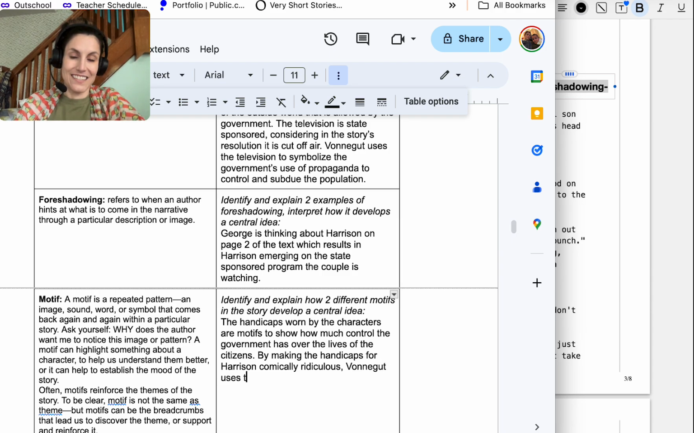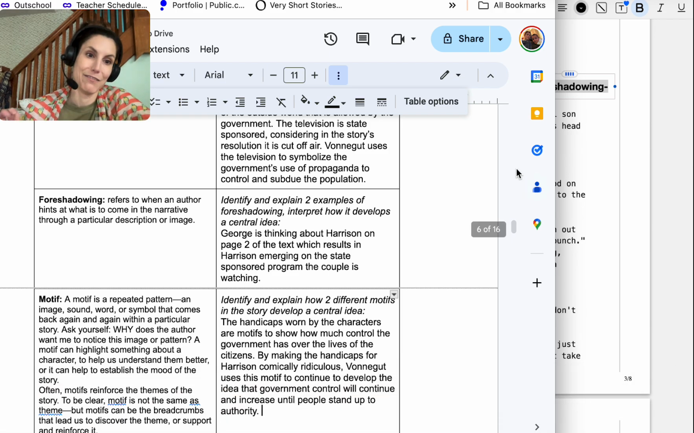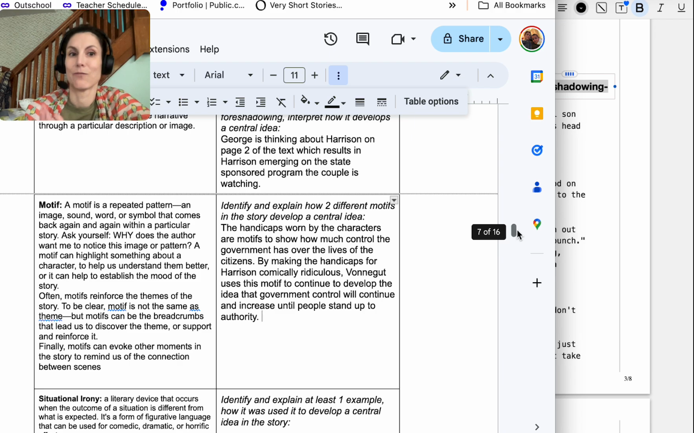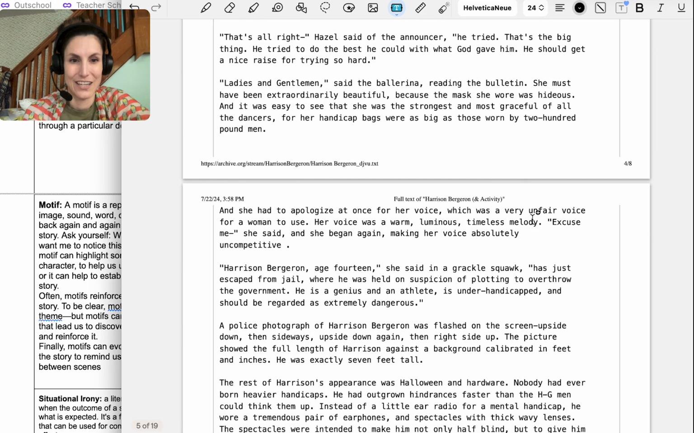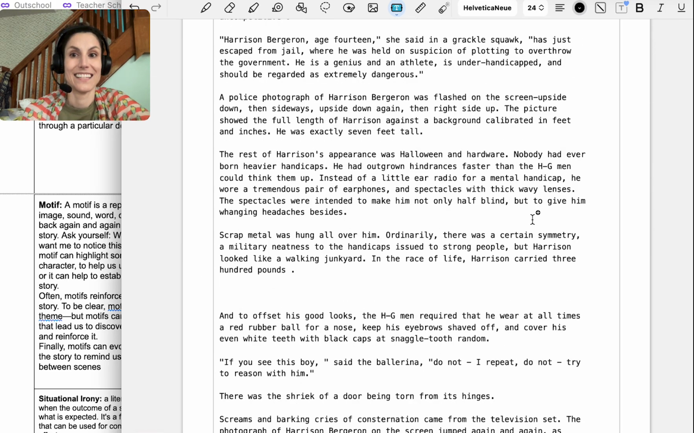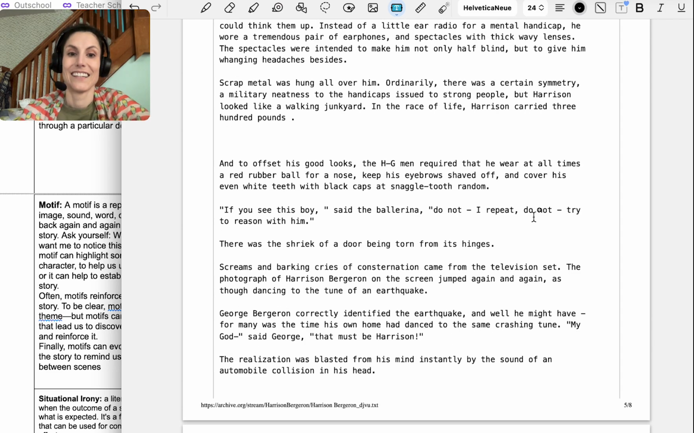Vonnegut uses this motif to continue to develop the idea that government control will continue and increase until people stand up to authority. Something along those lines. That could be a motif. How a motif builds a central idea. We have the ridiculous, when we get to the end, his handicap was like a clown nose and the snaggle teeth. We could say that that motif is building this idea that people in this society are just so, maybe you could say like sheep, they will conform to anything the government's going to tell them.